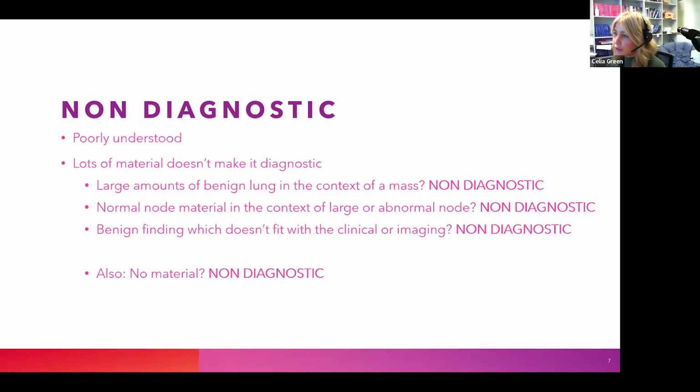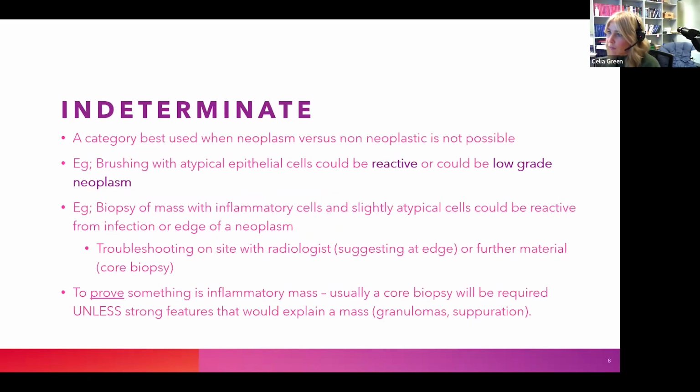Normal lymph node material in the context of a large or abnormal node, that's non-diagnostic. That doesn't explain to you, why do I have a 3 centimeter node? Or a benign finding, which doesn't fit with the clinical imaging. Do you have a benign lesion, but you've got widespread metastatic disease? That's not a diagnostic sample. And then, of course, if you don't have any material, that's non-diagnostic.